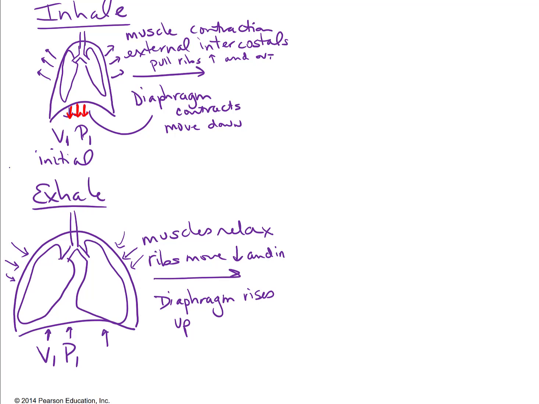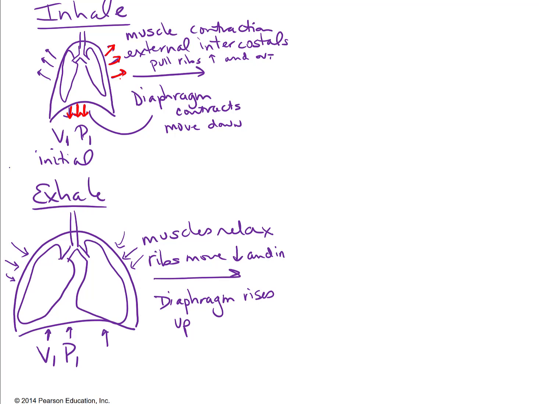You also have muscles between each rib, and those are the intercostals. The external intercostals pull your ribs up and out. If you've ever measured somebody's respiratory rate, you watch their chest rise and fall. That movement is the external intercostals pulling the ribs up and out, so you can see their ribs look like they go up.